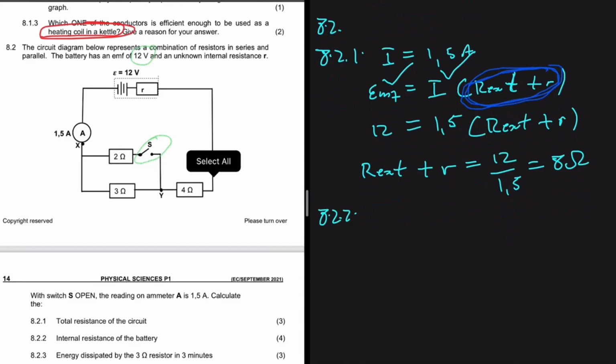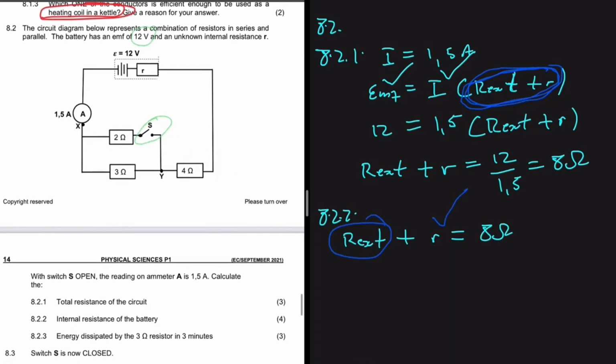And then 8.2.2 says let's determine the internal resistance of the battery. We know now that R external plus the internal resistance is equal to 8 ohms. So if we can determine R external, then we're going to be able to find R internal. But how can we determine R external? We know fully well that R external is equal to the resistance in series plus the resistance in parallel, right?